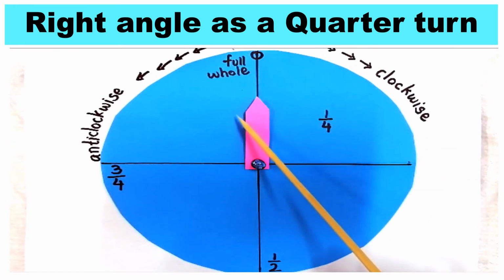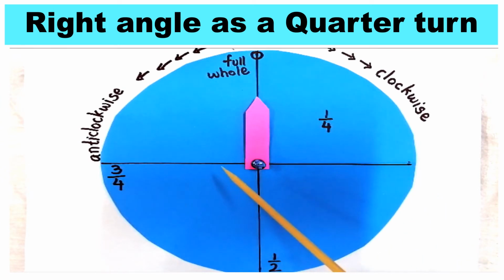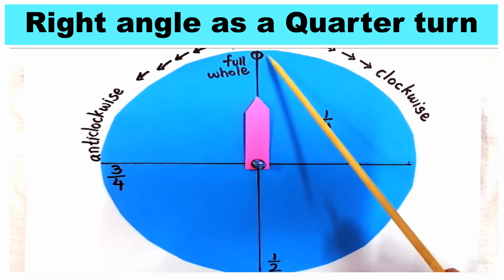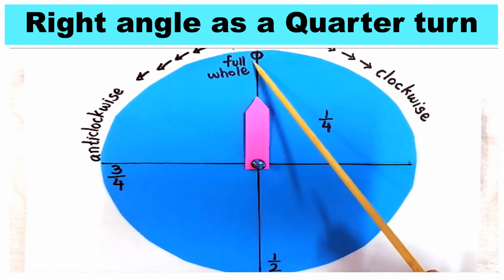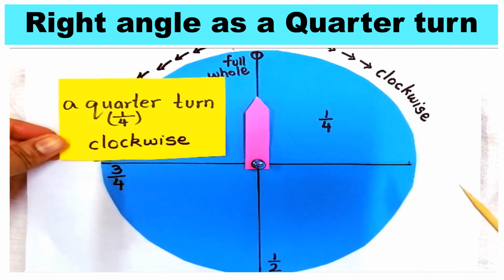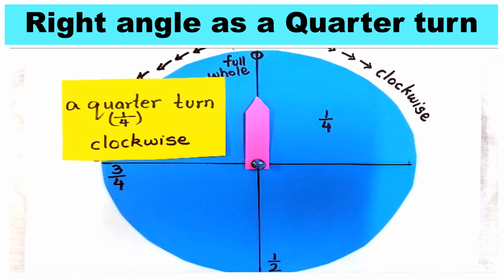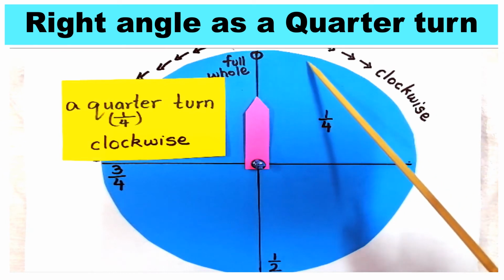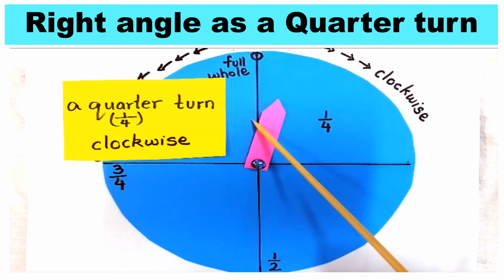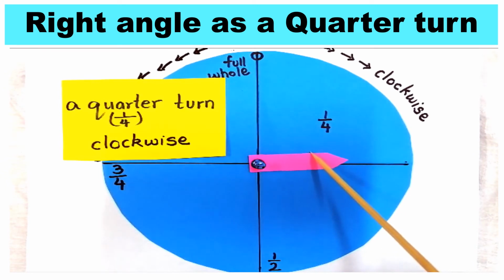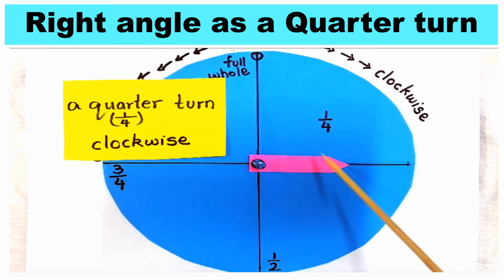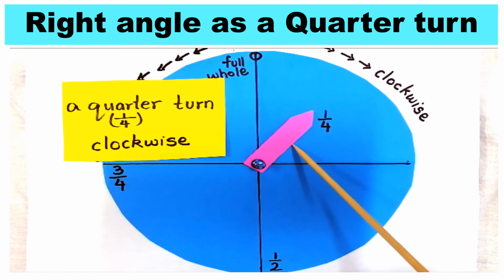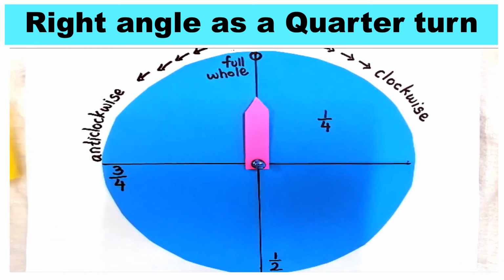Now let's use this pointer to make different turns, and every time we make a new turn, this is going to be our starting point. So let's start our first turn, which is a quarter turn clockwise. Now it says clockwise, so we need to start in this direction. We will bring this pointer here. So when the pointer position is like this, it's called a quarter turn. This is a quarter turn. Now let's bring back the pointer to its starting point.